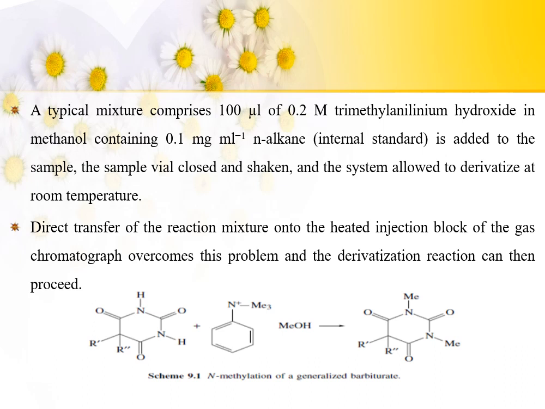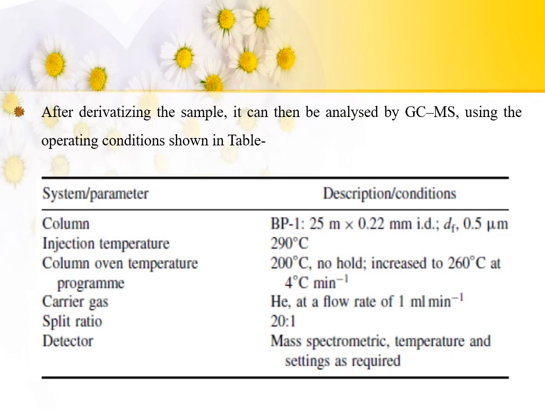Similarly, we can directly transfer the reaction mixture onto the heated injection block of the gas chromatograph, which will overcome the problem, and the derivatization reaction can proceed at this temperature easily. After derivatizing the sample, it can then be analyzed by GCMS using the operating conditions as shown in the table.